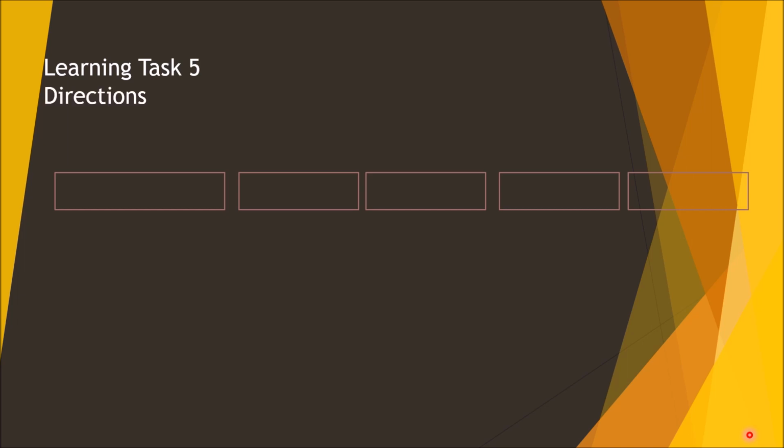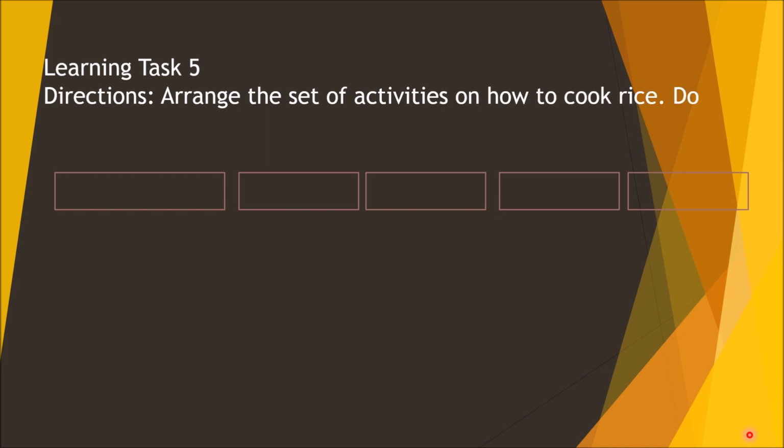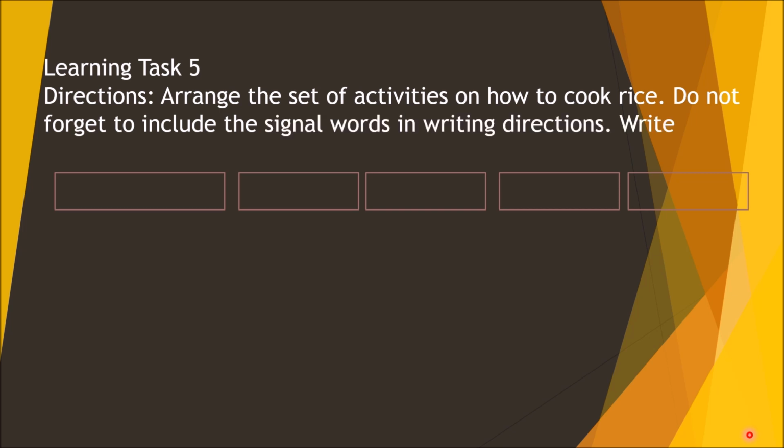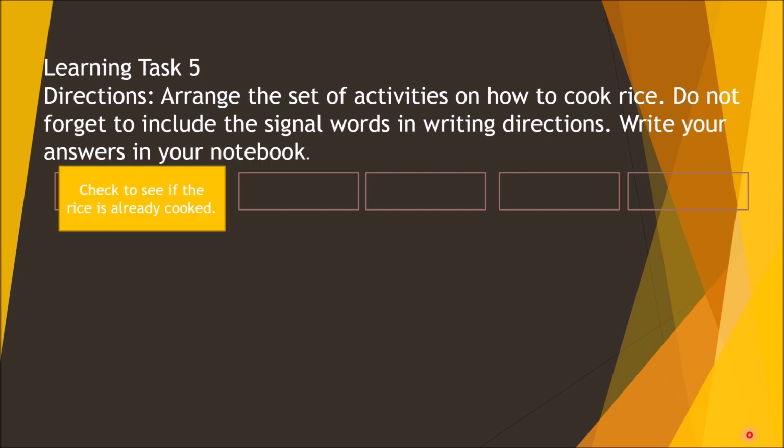This is learning task 5, directions: arrange the set of activities on how to cook rice. Do not forget to include the signal words in writing directions. Write your answers in your notebook. Okay.